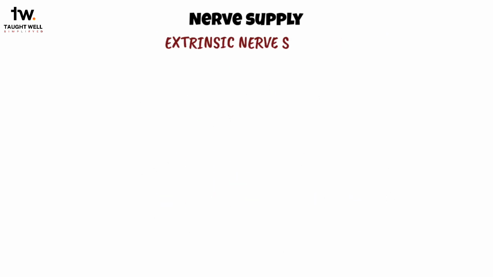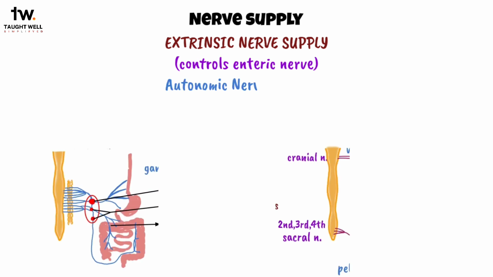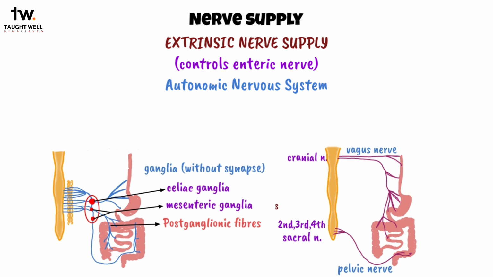What about the extrinsic nerve supply? Extrinsic nerves that control the enteric nervous system are from the autonomic nervous system. Both sympathetic and parasympathetic divisions of the autonomic nervous system innervate the GI tract.